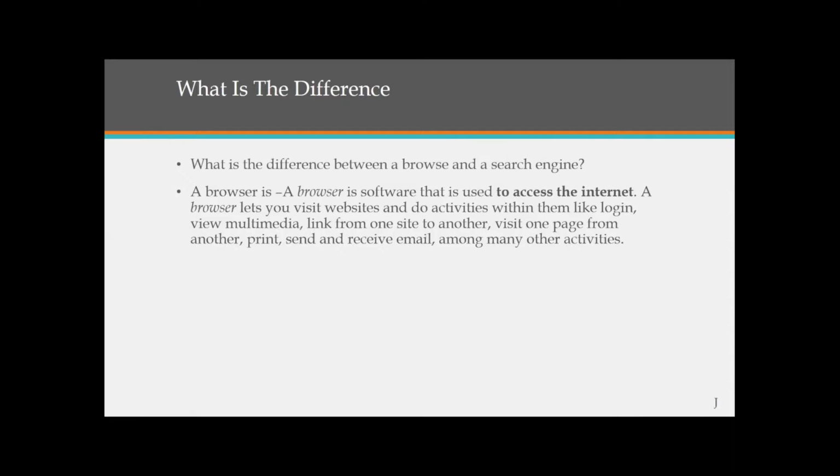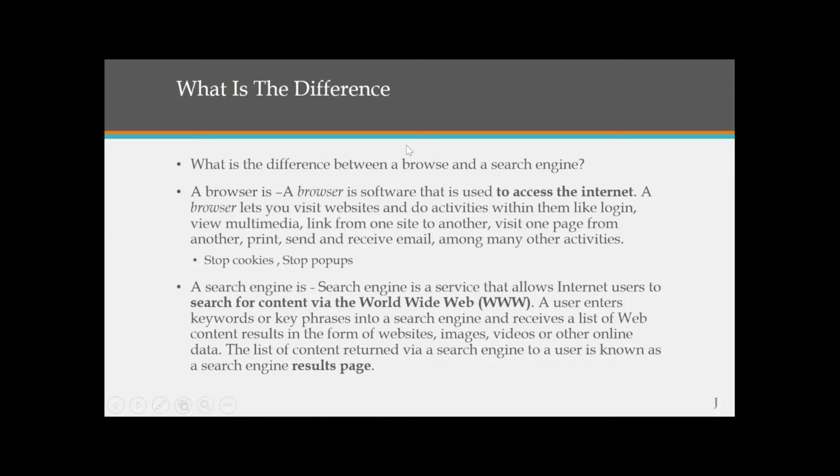Right? A browser is a piece of software that's on your computer that allows you to access the internet. It handles all the communication going back and forth, gets you to where you want to go. But it's not a search engine, right? It's used to stop cookies and pop-ups, for example. A search engine, on the other hand, is a website somewhere on the internet. The most prevalent of those is something we call Google.